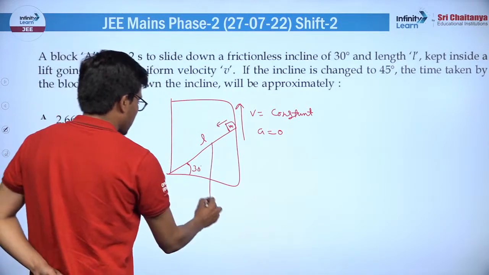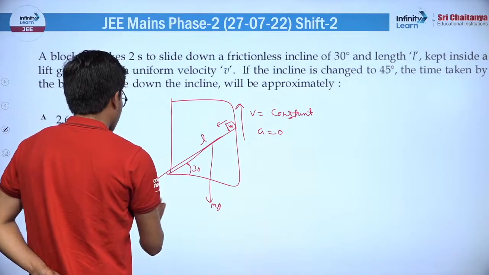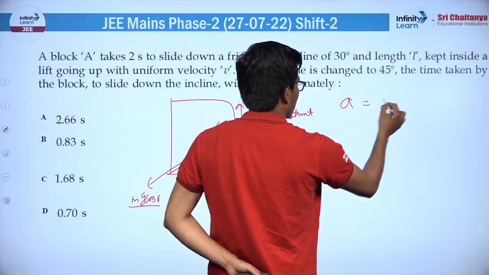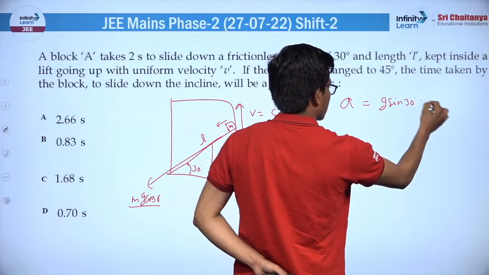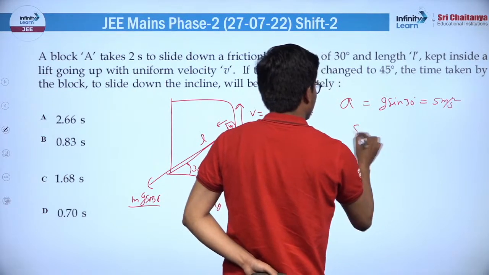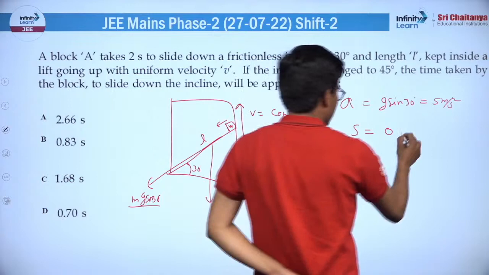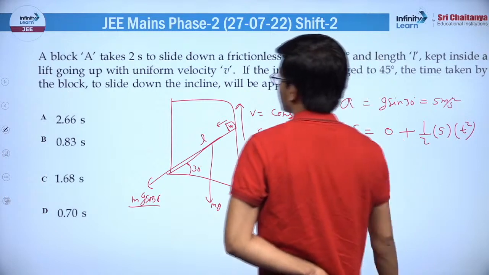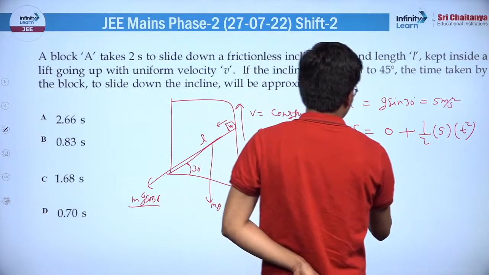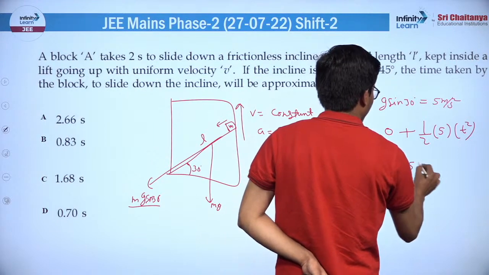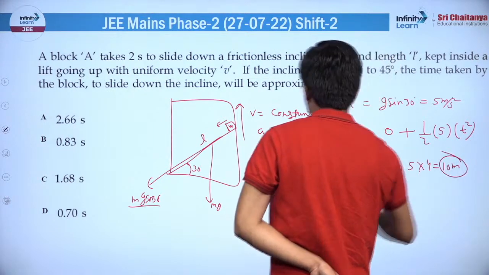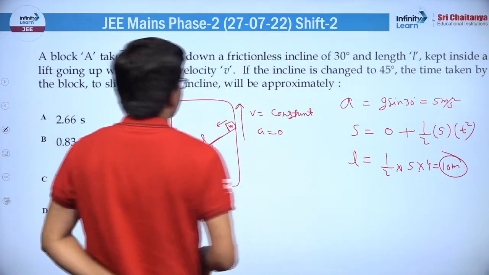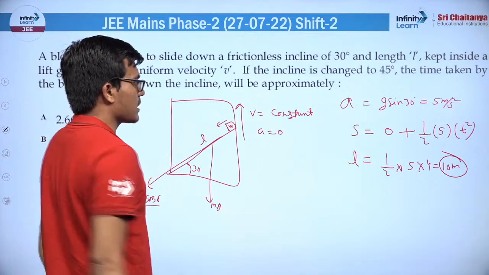Okay, so you know that there is an mg force, and the acceleration in this direction will be g sin 30 degrees, that is 5 meter per second square. Applying the second equation of motion, initial velocity is 0, along the line I am applying half a into t square. T is given as 2 seconds, so length we can find, 1 by 2 into 5 into 4, so 10 meter is the length. So in this case the length is 10 meter.